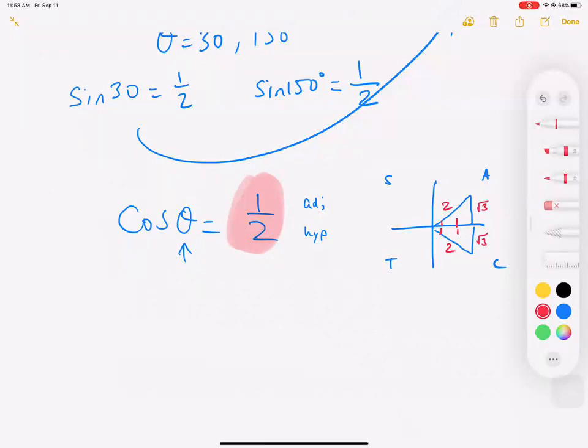Just be careful. Are any of these negative? In quadrant 1, is the square root of 3 or 1 negative? In quadrant 4, is the square root of 3 or 1 negative? The square root of 3 is negative.